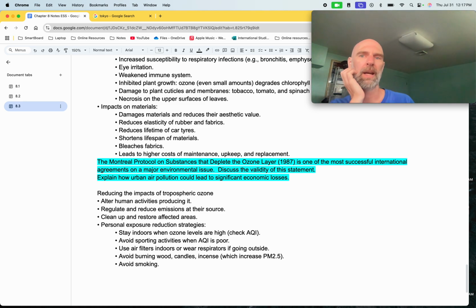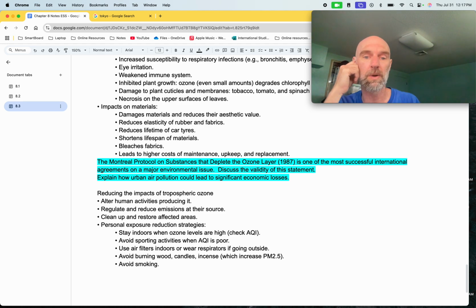So, all right, ending this on out. Last notes of your career with me. Reducing the impacts of tropospheric ozone. Alter human activity producing it, so that way we produce less. Regulate and reduce emissions at their source. End pipe emissions. Clean up and restore affected areas. The problem is that's reactive. That can get costly.